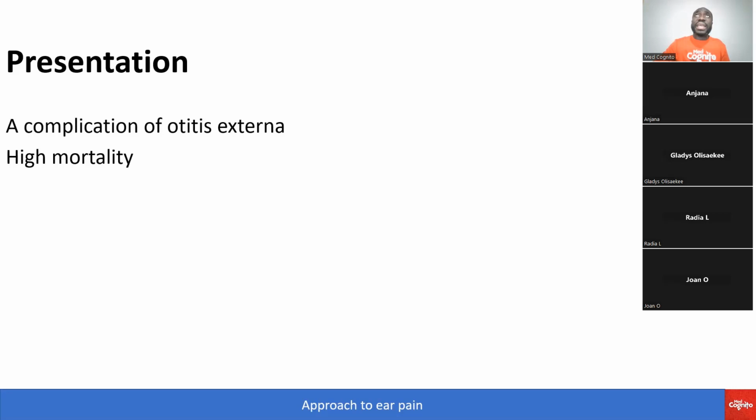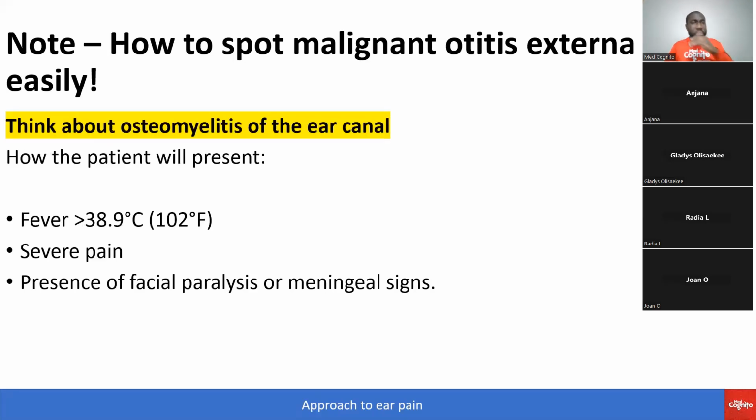So remember that we said, what is the complication of otitis media? Can somebody tell me? Mastoiditis. And what is a complication of otitis externa? Malignant otitis externa. It has high mortality, all right?